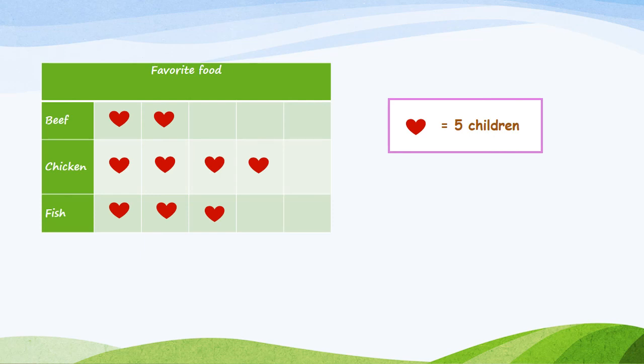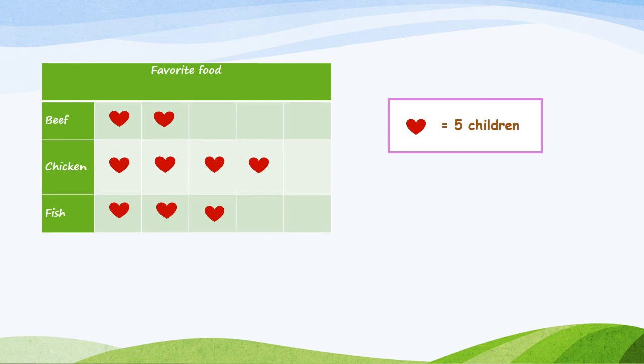Now here, this heart represents 5. These are the favorite food. So how many students like beef? 5, 10, because we're counting by 5. Each one represents 5. So this is 5, and then we count another 5, 10. So 5, 10.